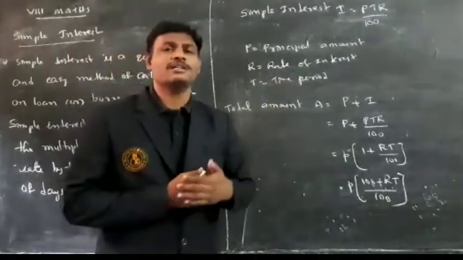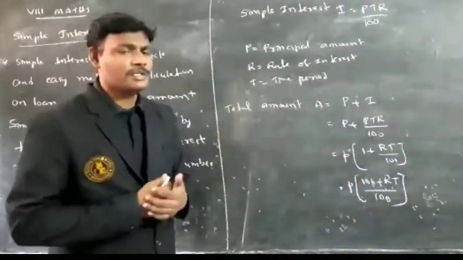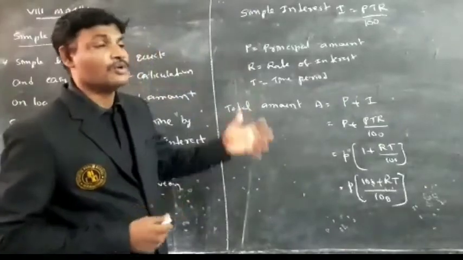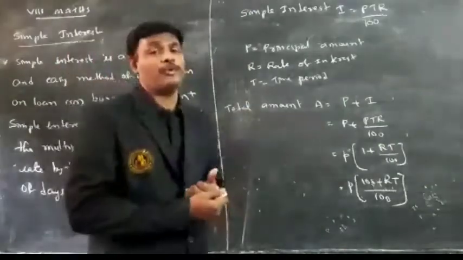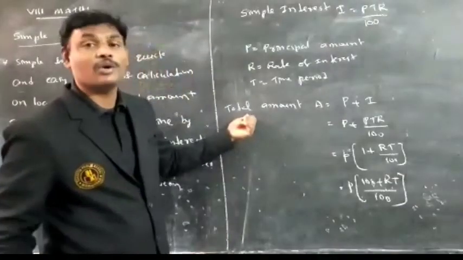You are taking 2 years time or 3 years time, that is nothing but time period. Rate of interest means 2%, 3%, 4%, okay, and total amount. So after the time duration, how much you have to pay to that person? That is nothing but total amount.